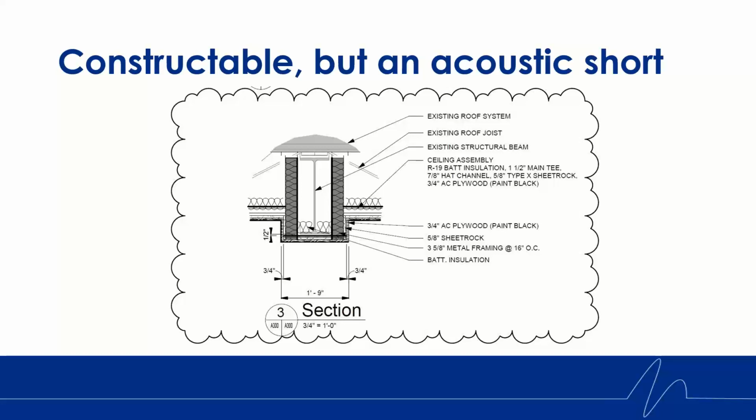This detail has what I like to call an acoustical short or a short circuit. The two vertical pieces of framing on either side of the beam do not show an acoustical element between the structure above. This would cause the noise and vibrations to travel from the ceiling straight into the structure above.